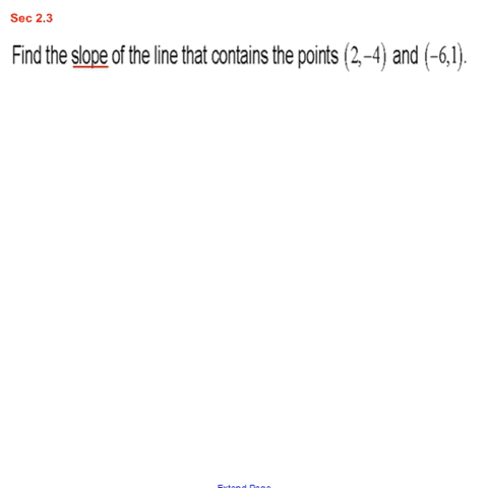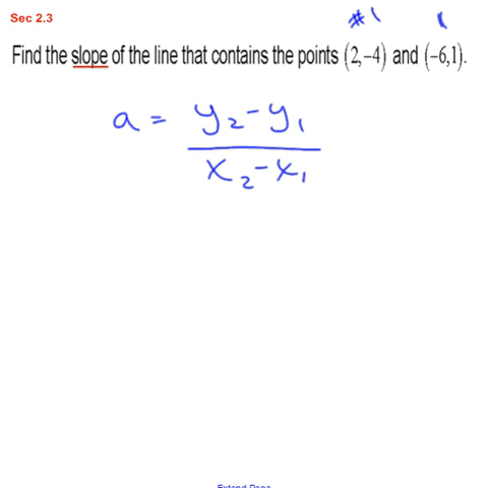So remember, if we're given this: find the slope of the line that contains the points (2, -4) and (-6, 1). Your basic formula for finding slope from 2 points is y2 minus y1 over x2 minus x1. So just assign one of the points to be point number 1, the other point to be point number 2.